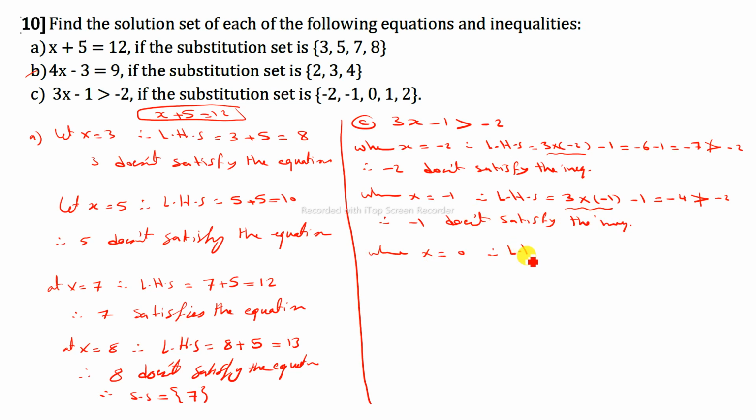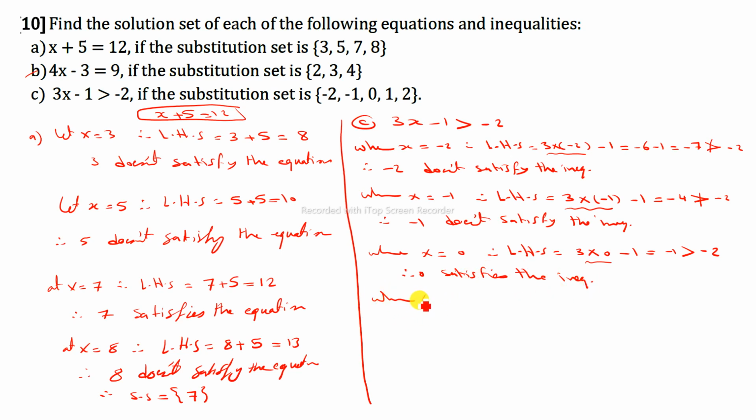Therefore the left hand side is equal to 3 times x minus 1. 3 times 0 is 0, 0 minus 1. Is negative 1 greater than negative 2؟ تمام. Negative 1 is greater than negative 2. يبقى كده ايه؟ بتحقق. يبقى 0 satisfies the inequality. يبقى ده ينفع يكون ايه؟ solution.